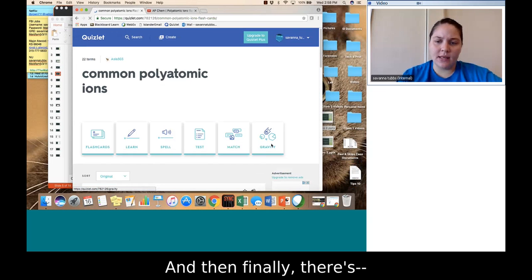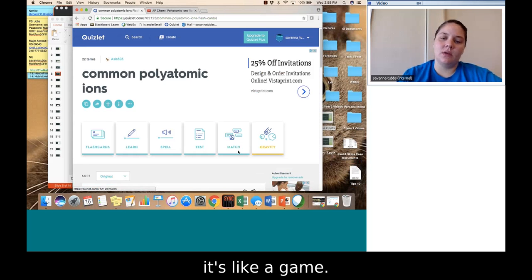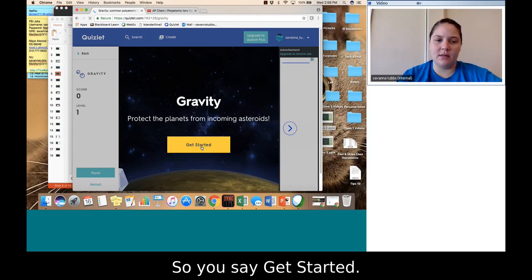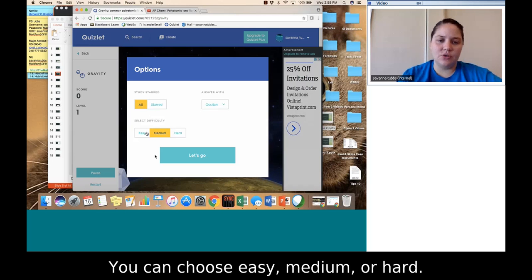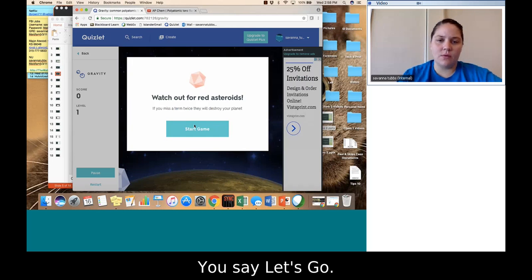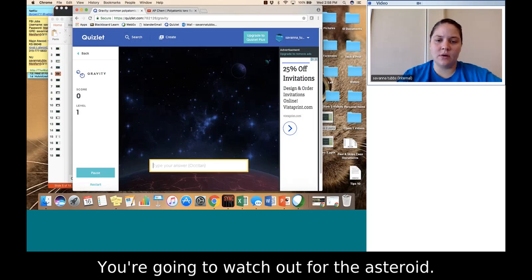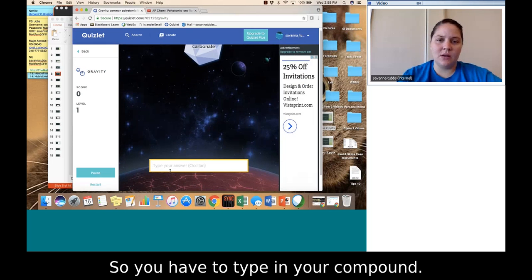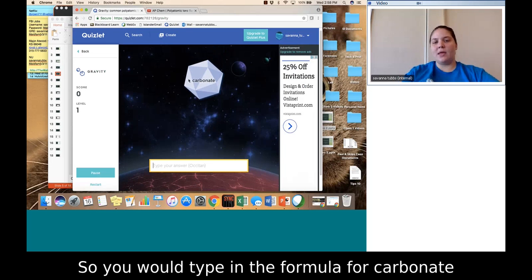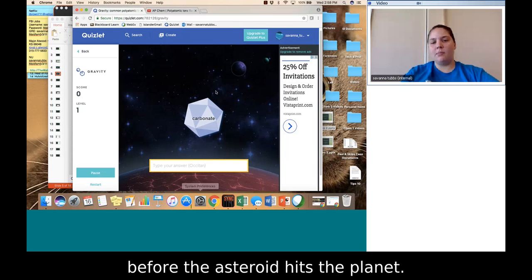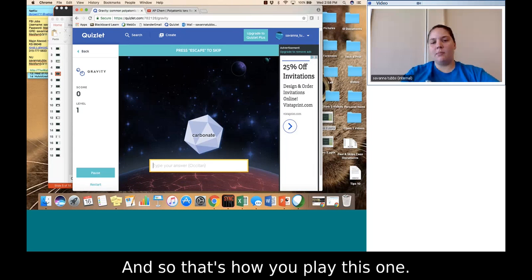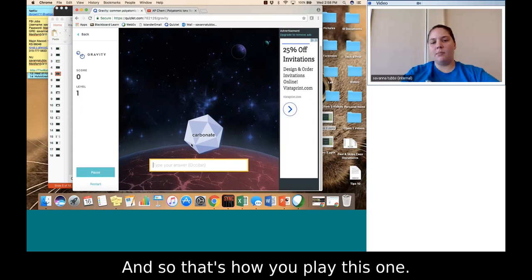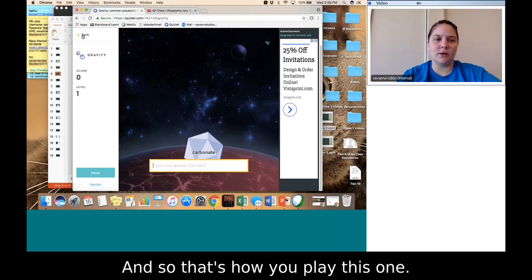And then finally, it's kind of like a game. You say, get started. You can choose easy, medium, or hard. You say, let's go. You're going to watch out for the asteroids. So you have to type in your compound. You would type in the formula for carbonate before the asteroid hits the planet. That's how you play this one.